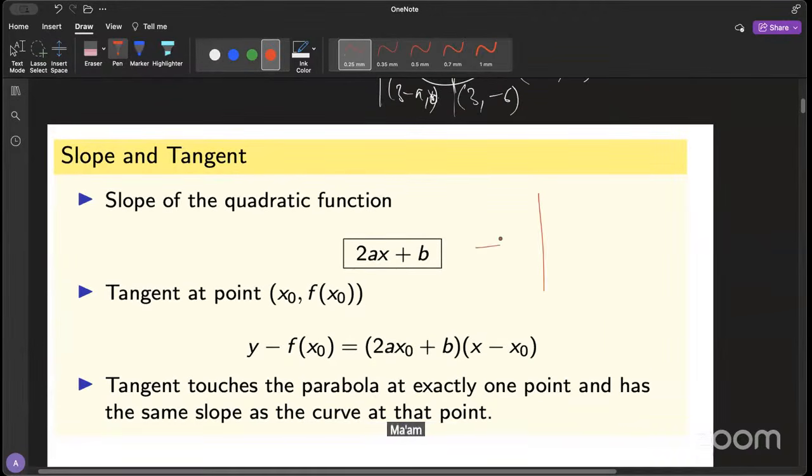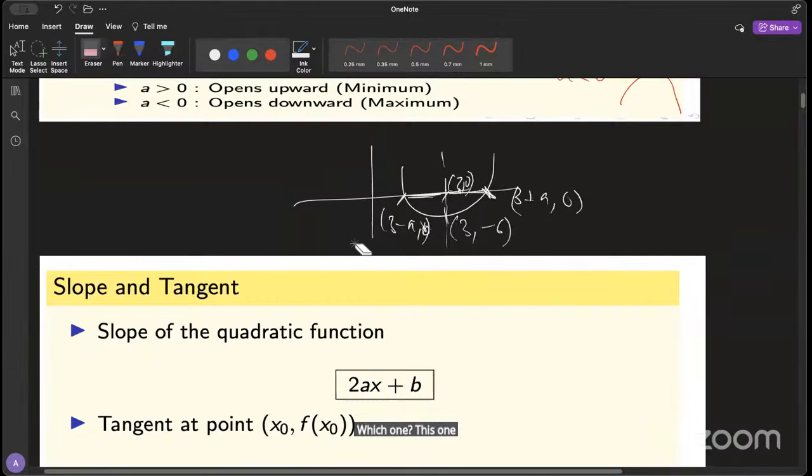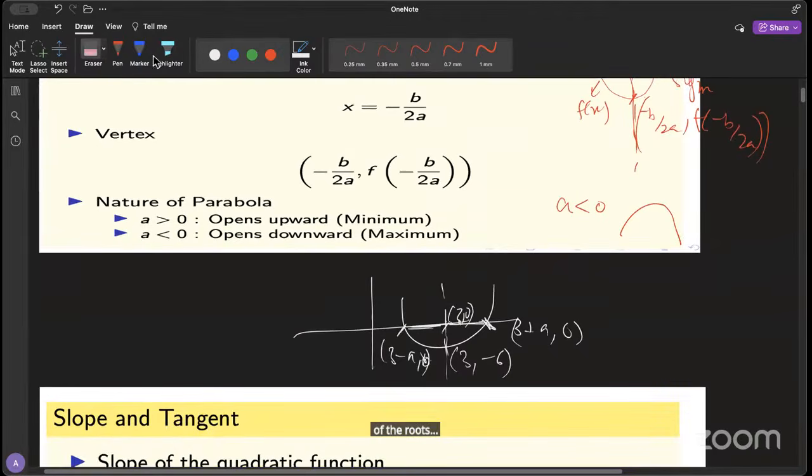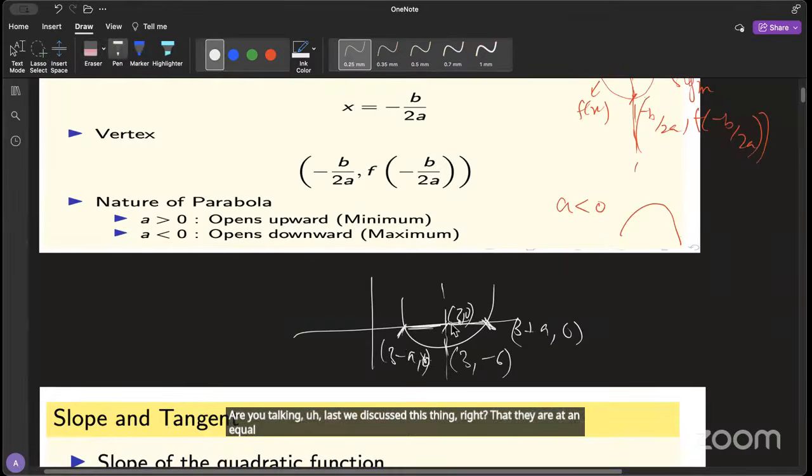Ma'am, can you please repeat the last line? Which one? This one. Ma'am, parabola's last line, after roots. After roots, are you talking about what we discussed last, right? That they are at an equal distance from the axis of symmetry.